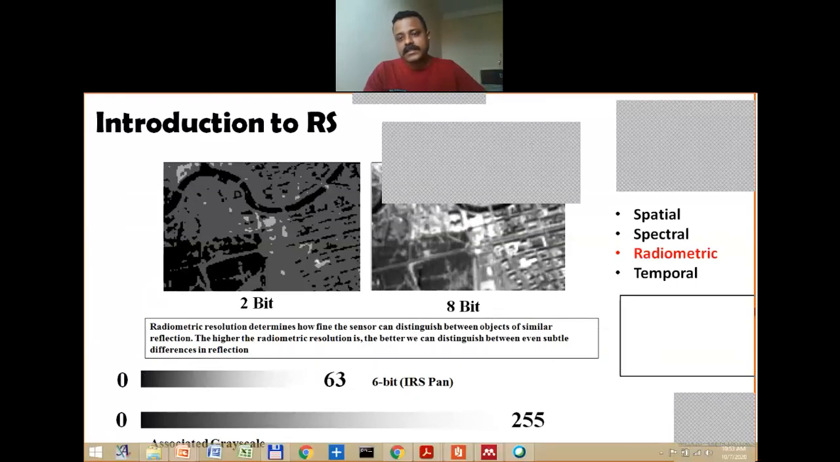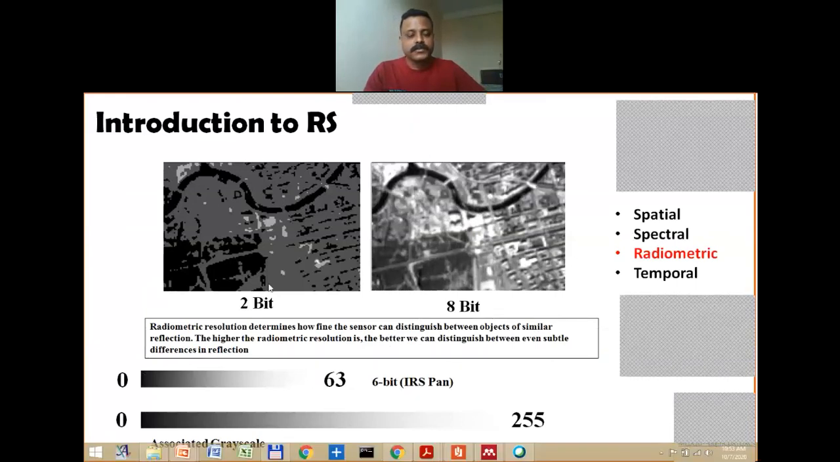Okay, the next in the list is the radiometric resolution. Radiometric resolution is the third kind of resolution whenever we are talking about a satellite image, or any image. What is a radiometric resolution? In plain terms, it is the fineness of the scale with which the data is being measured, or the property of the objects is being measured.